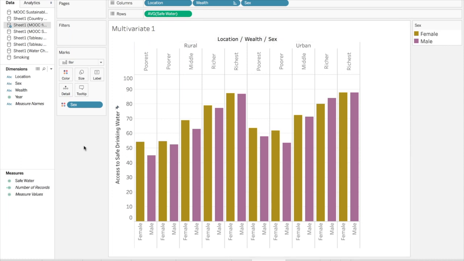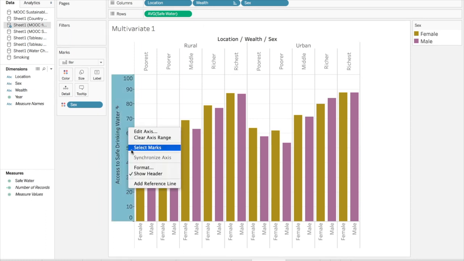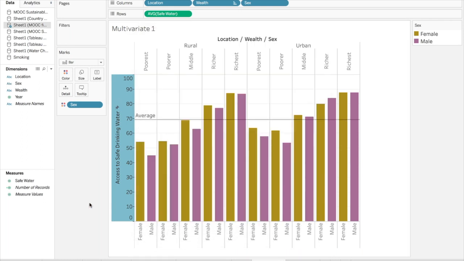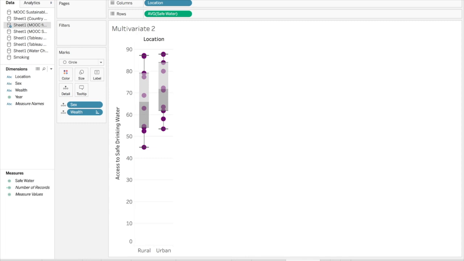And you do this simply by dragging each of the variables to the column shelf, and then the dependent variable, or the water variable, to the rows. And you can look at it like a bar chart. You can add reference lines if you want to see how each little subpopulation relates to the average. You can also use the different types of visuals.